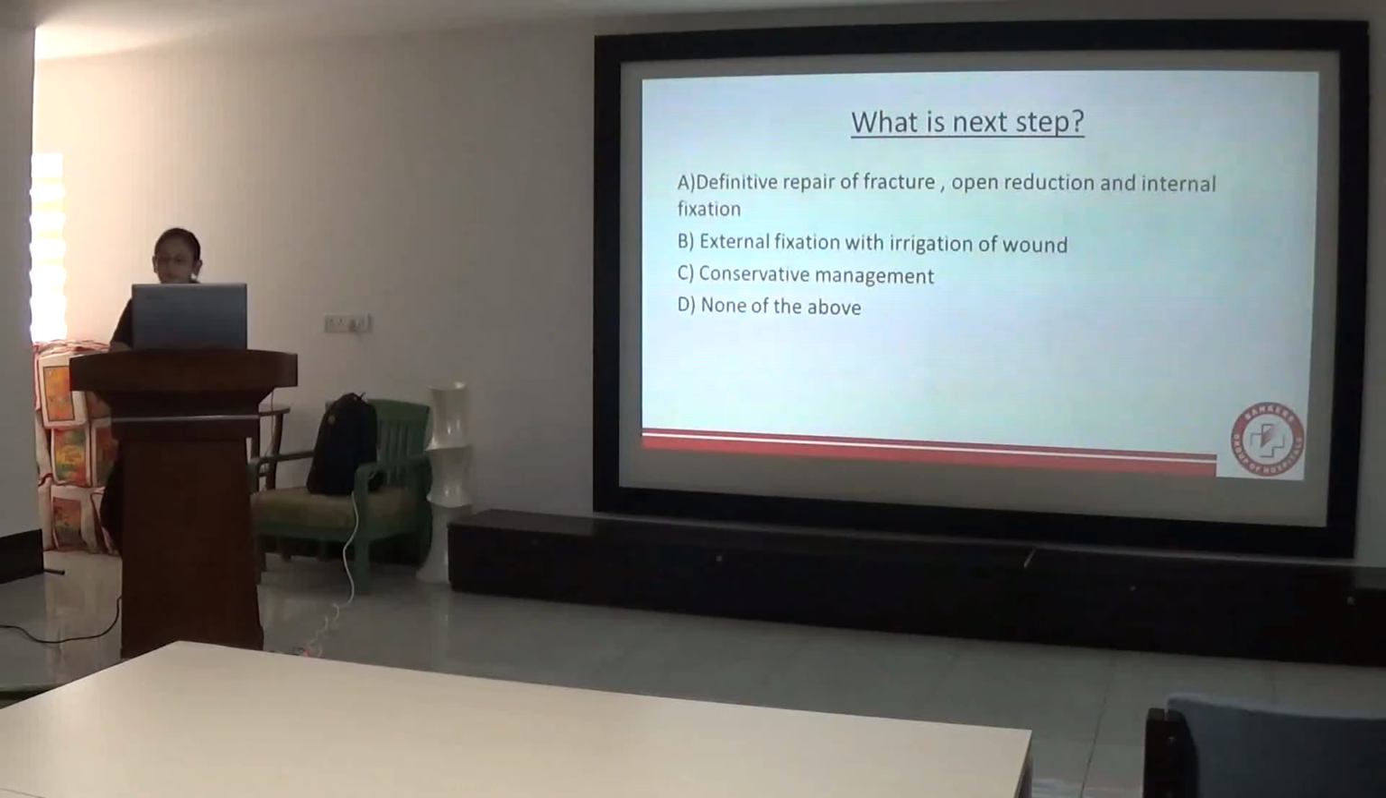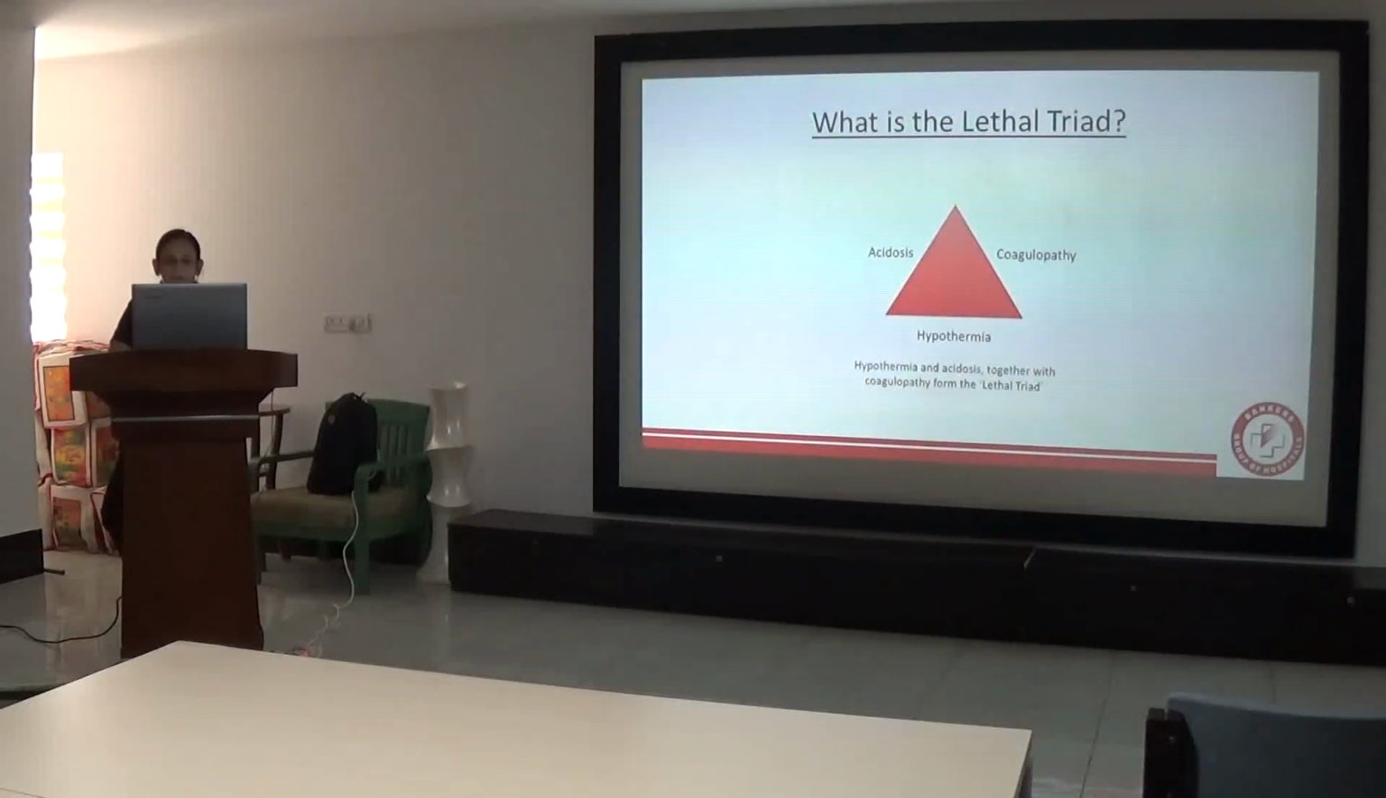So what we do, we will take care of the thing that is at present happening. Okay? We will externally fix the wound and irrigate the wound to prevent the bleeding, to prevent any further infection and worsening. So we will not go ahead with definitive repair of the fracture here. We will do the damage control surgery here, that is external fixation and irrigation of the wound. So now coming back to the lethal triad: acidosis, coagulopathy, and hypothermia. This has to be taken care of in the trauma patient at all the levels, at the presentation, in the ICU, and during the ICU stay.